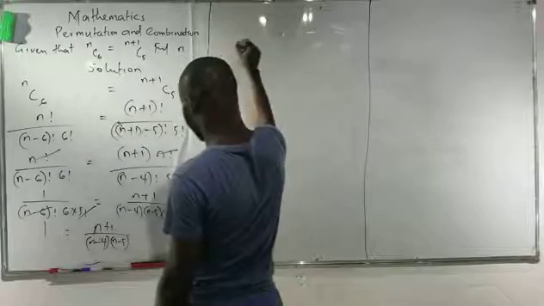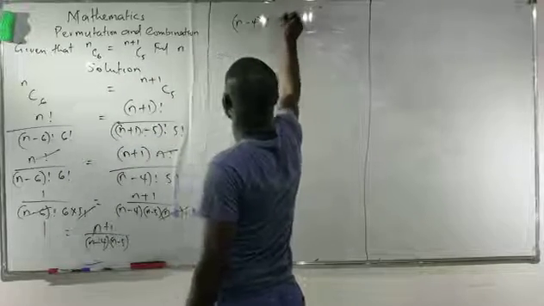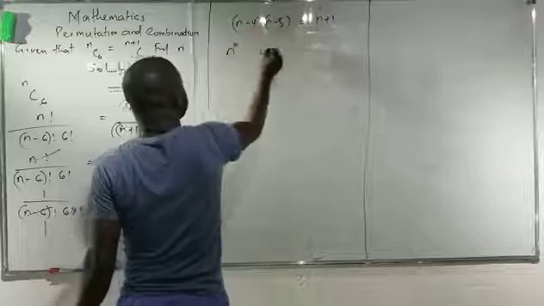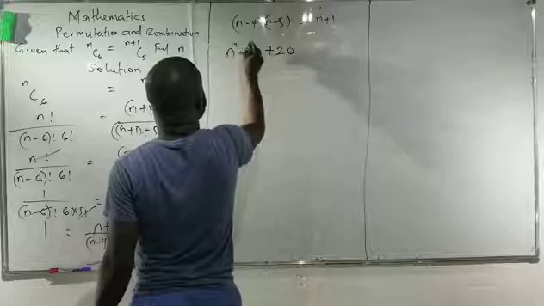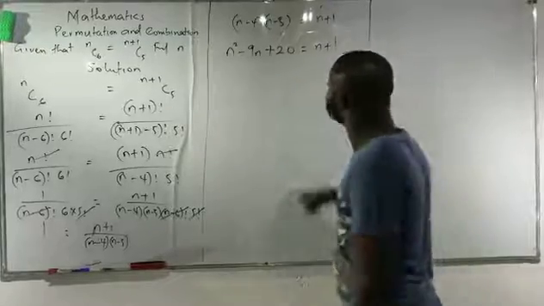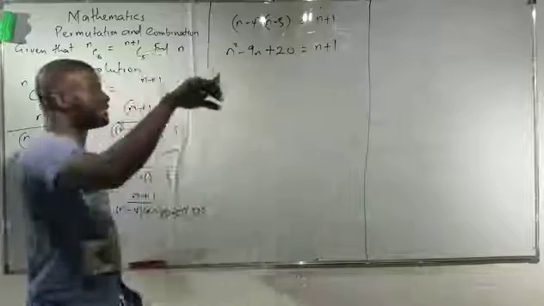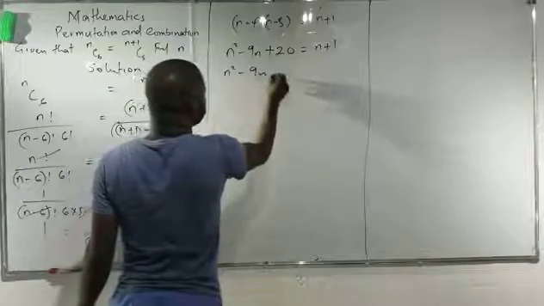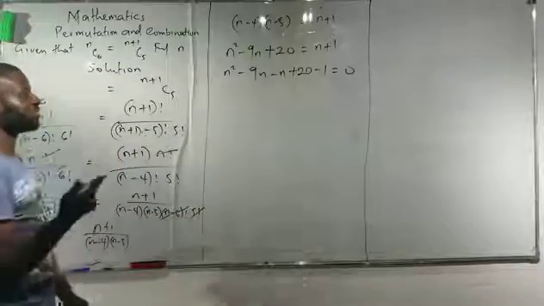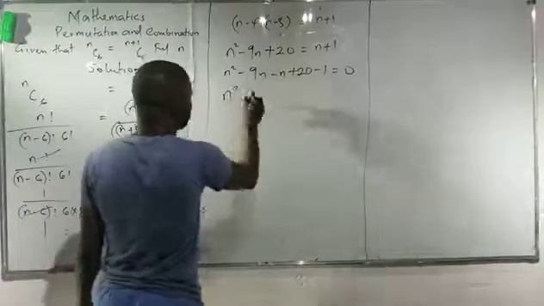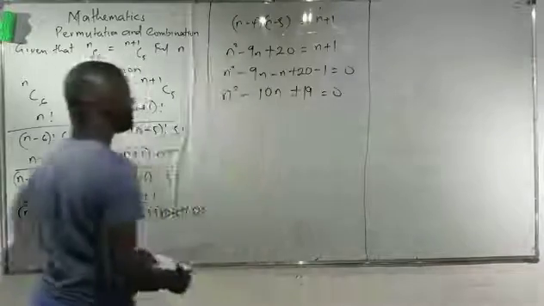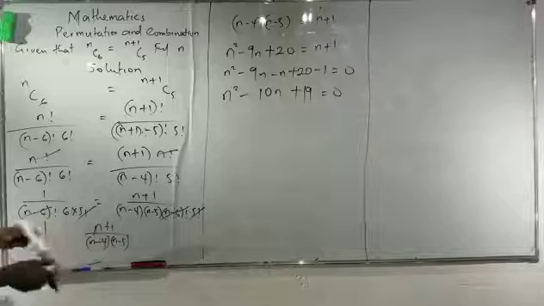Now I can cross multiply, which is I'll be having n minus 4, n minus 5 equals to n plus 1. How do I expand? This one will give us n squared plus 20 minus 9n equals to n plus 1. Now, I want to collect like terms. Minus 1 equals to 0. I just collect like terms, and that will be 10n and plus 19 equals to 0. Now, is it 19? Hope I'm not making a mistake.